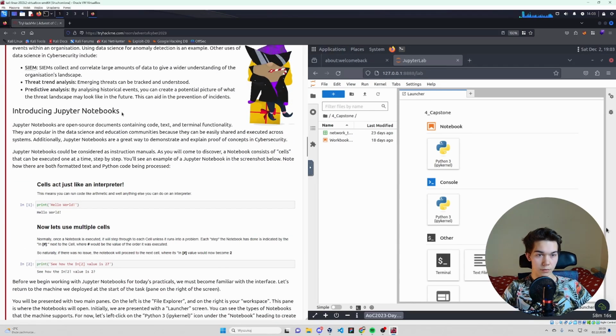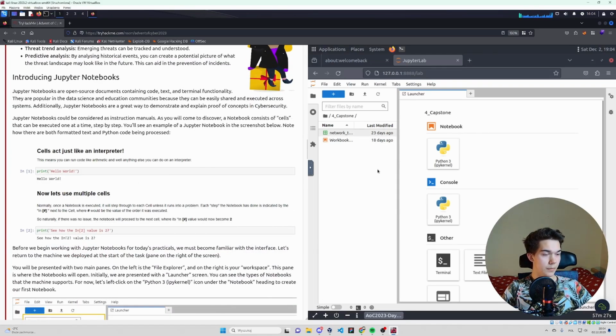And here's an introduction to Jupyter Notebooks. Jupyter Notebooks are open source documents containing code, text, and terminal functionality. They are popular in data science and education communities because they can be easily shared and executed across systems. Additionally, Jupyter Notebooks are a great way to demonstrate and explain proof of concepts in cybersecurity. Jupyter Notebooks could be considered as instruction manuals, as you will come to discover. A notebook consists of cells that can be executed one at a time, step by step. You will see an example of a Jupyter Notebook in a screenshot below. Note how there are both formatted text and Python code being processed.